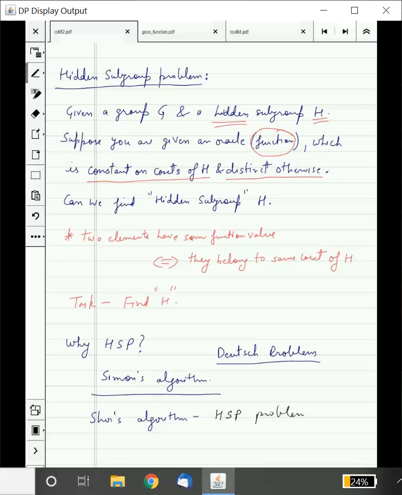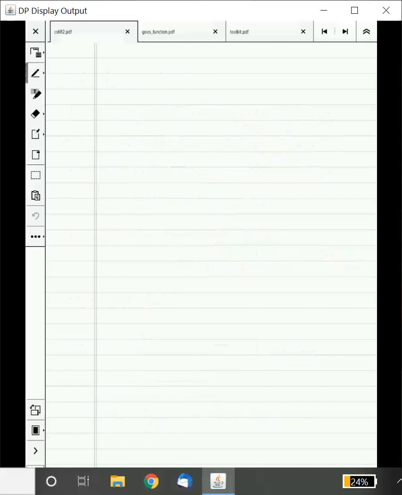And then there are many HSP problems which we can't solve, but if we can solve them, we will solve interesting problems. For example, if you can solve HSP on the dihedral subgroup, this will imply an interesting solution for lattice problems, which are very important in cryptography.